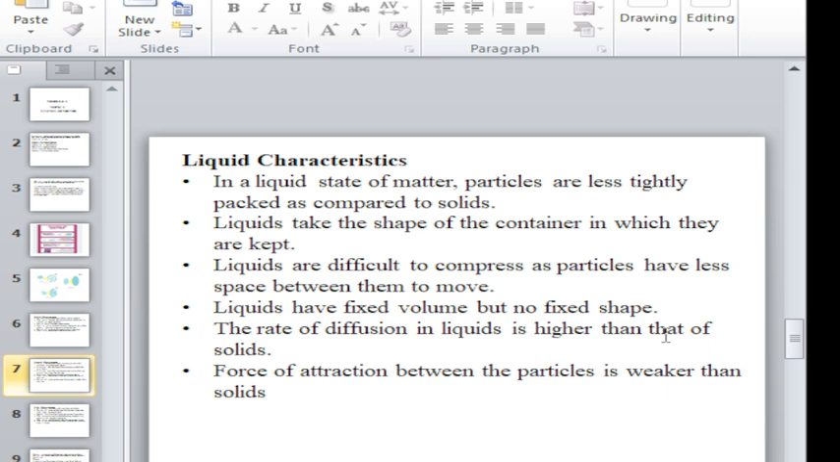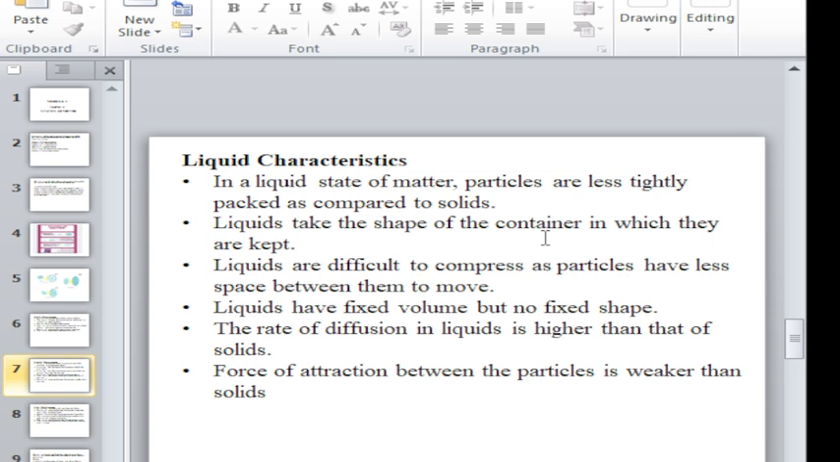In liquid state, the following are characteristics. 1. Particles are less tightly packed as compared to solids. Liquids take the shape of the container in which they are kept. 2. Dear learners, liquids are difficult to compress as particles have less space between them to move. 3. Liquids have fixed volume but no fixed shape.